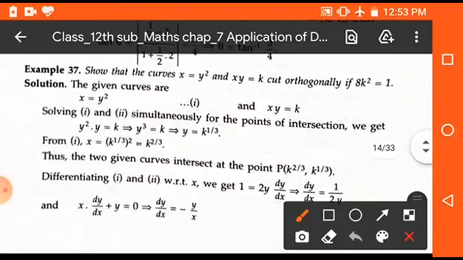Now students, we discuss another most important example. Show that the curves x is equal to y square and xy is equal to k cut orthogonally. That means perpendicular. That means the angle between these two curves is 90 degrees. In this case, 8k square is equal to 1. That means it is a proving question.